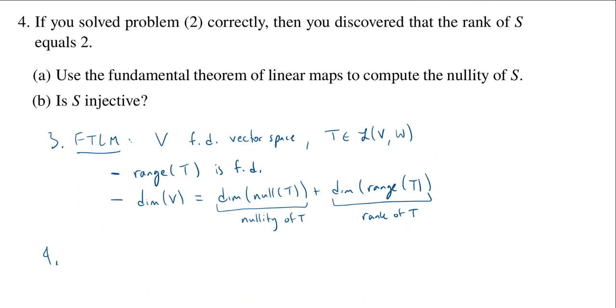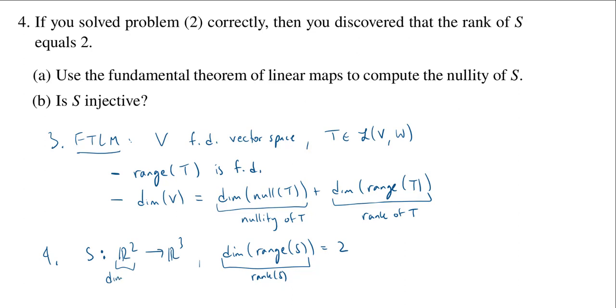So for problem 4, we know we had a map S from R2 to R3, and of course, R2 is certainly finite dimensional. And we knew that the dimension of the range of S was equal to 2. So the problem is to use the fundamental theorem of linear maps to compute the nullity. So remember, dimension of the range is the rank. So we know the rank, and we want to know what the nullity is. But the domain is a vector space of dimension 2. So the dimension of R2 is equal to 2.